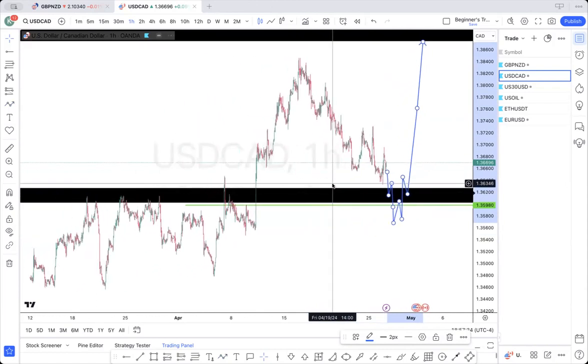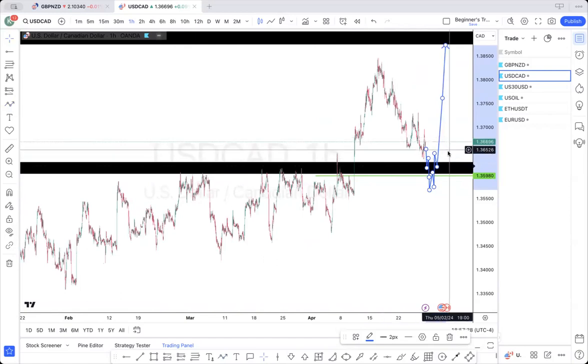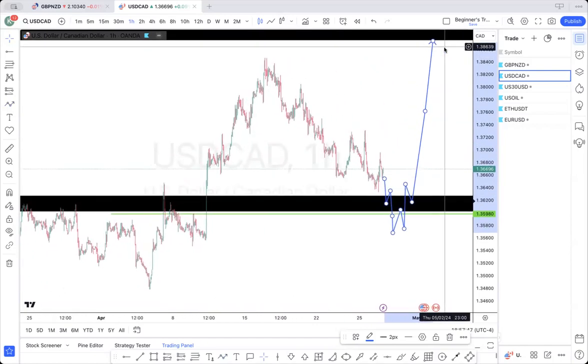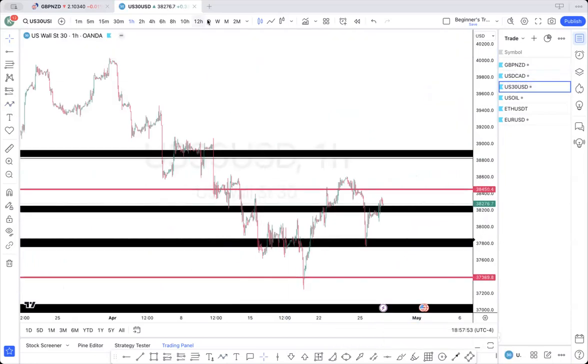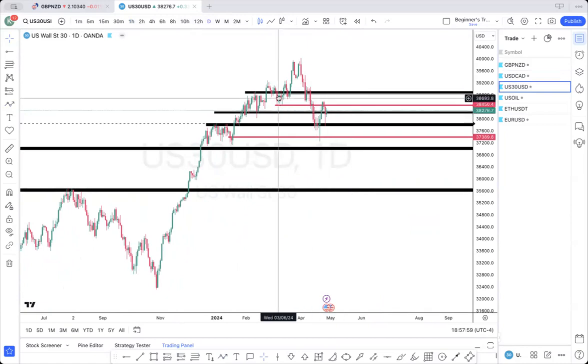So UCAD is the next one. This is a key level. I'm waiting for it to tap into an order block. If it breaks into the zone, then we're buying it up. If it breaks structure, pull back into the zone, then we're buying it up. For US 30, don't trade it. Don't trade it. Okay. Don't trade it.